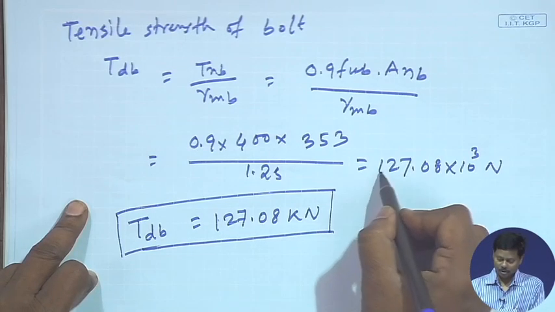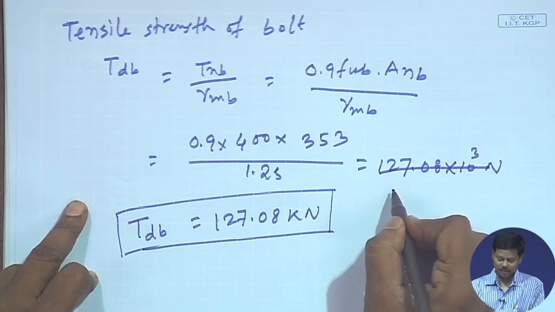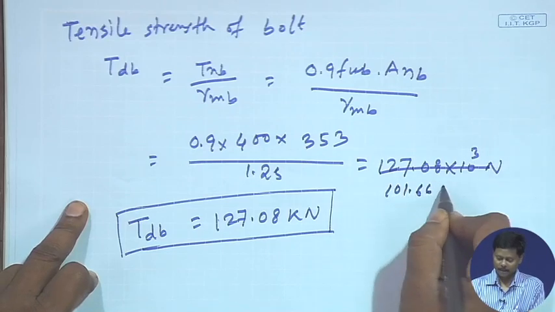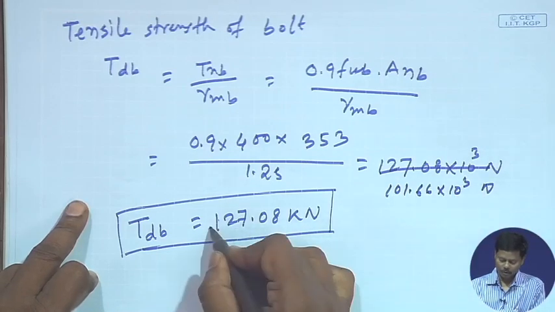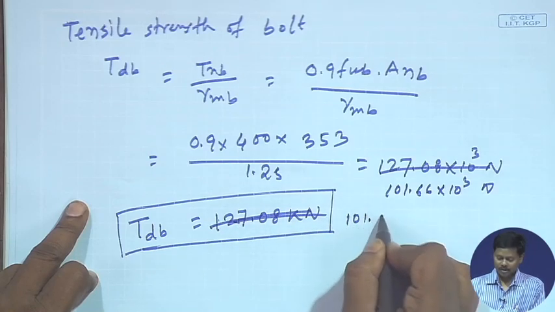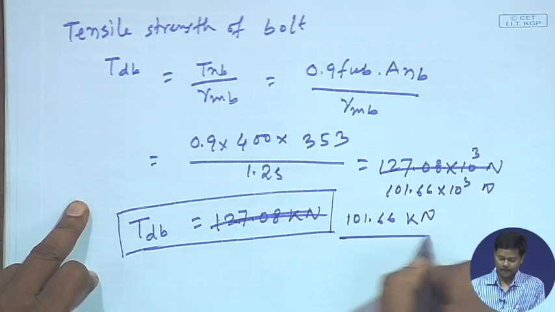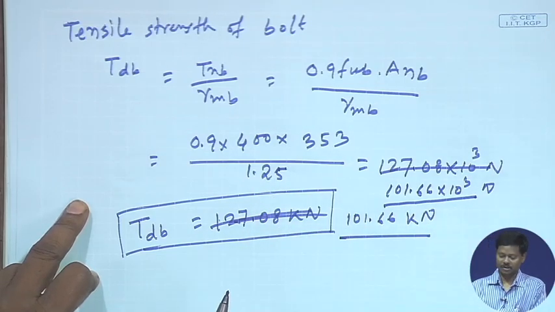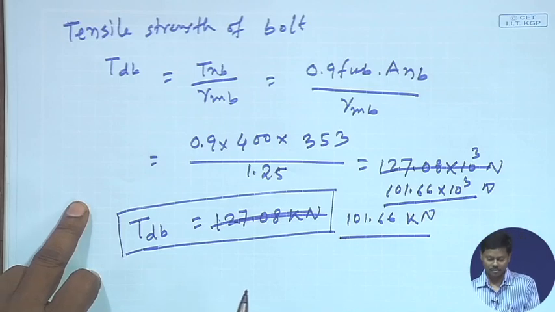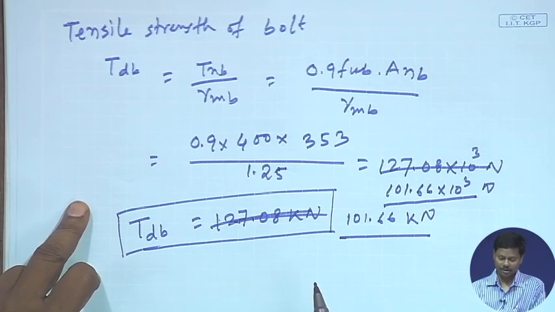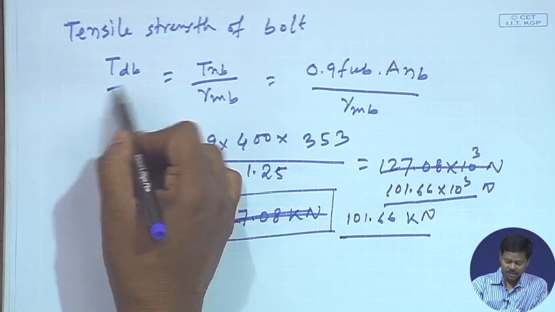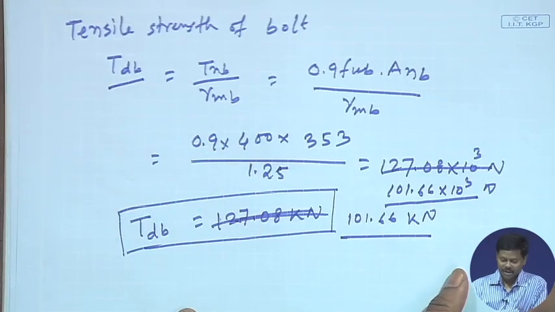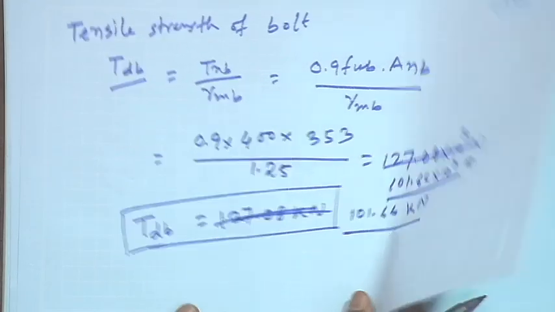Sorry, not 127. This calculation, if we do 101.66 kilonewton, and divide by 1.25, then it will be 101.66 into 10 to the 3 Newton, or 101.66 kilonewton. So TDB and VSD have been calculated, that means design shear strength and design tensile strength have been calculated.